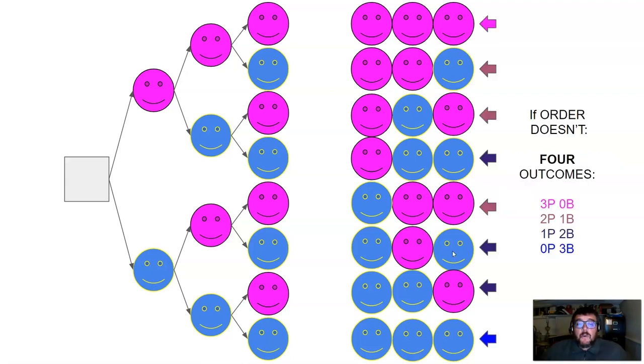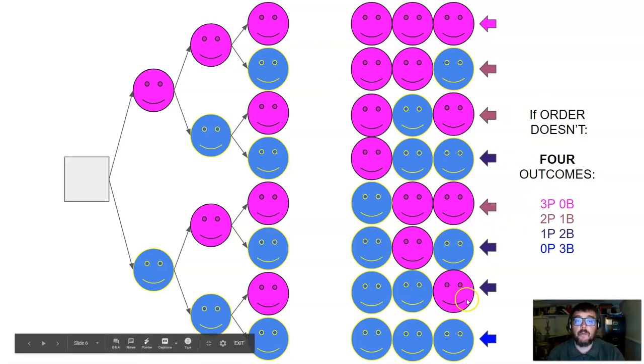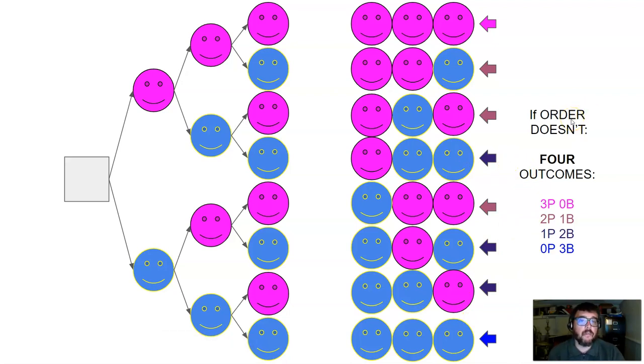However, if we don't care about the order, then you can see there's only 4 outcomes. Either you get 3 pink and no blue, you get 2 pink and 1 blue, you get 2 blue and 1 pink, or you get all blue. So caring about the order makes the outcomes more different. And if you don't care about the order, if you just have a mass of results, then the outcomes can be more comparable.